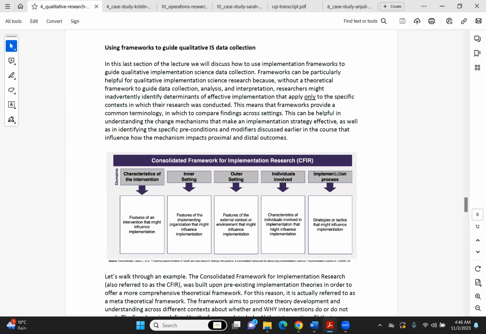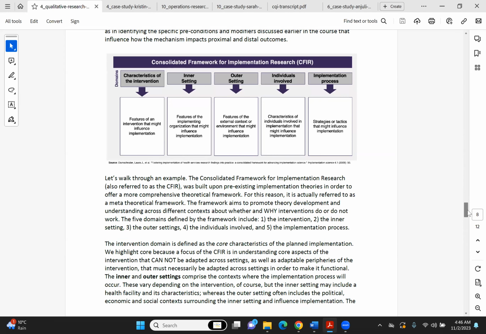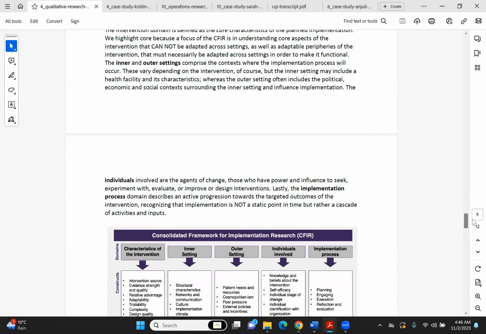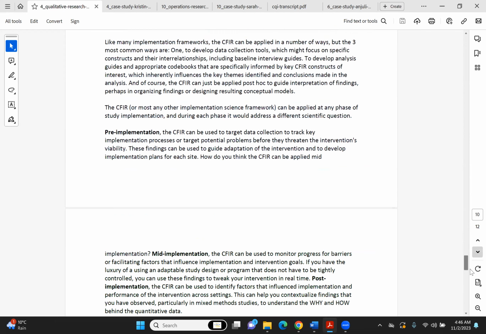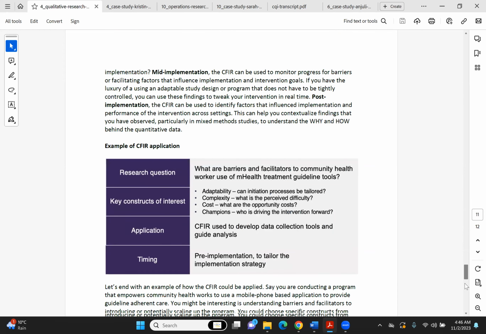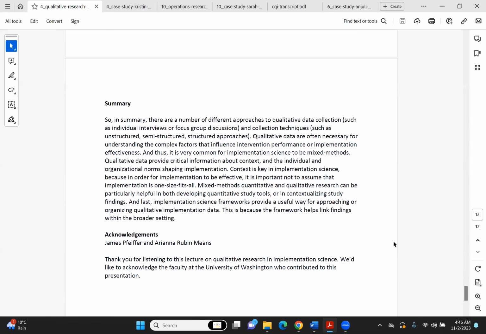There are many, many frameworks which are used in implementation science, for different purposes, so frameworks like this will be really helpful. This one is basically to inform the data collection, but it can be used for many other reasons as well, based on the questions we want to answer. So this particular week was all about qualitative research.